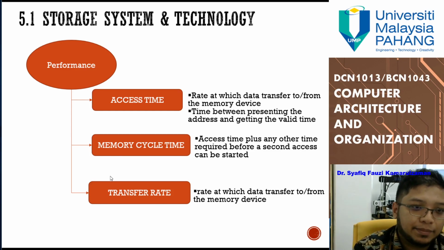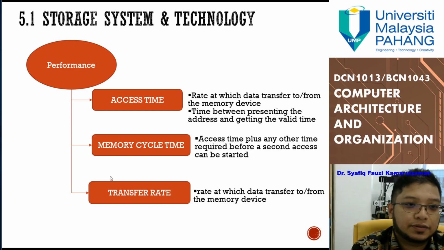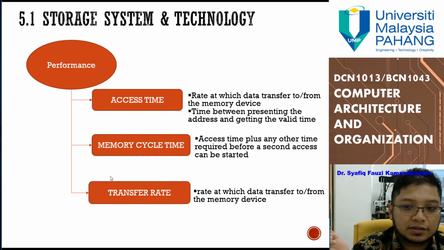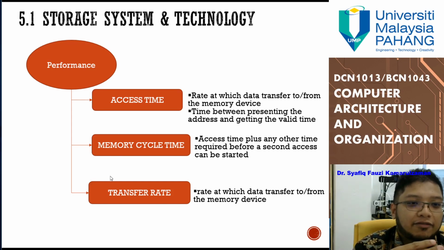So access time is the rate at which data is transferred to or from the memory device. So data transfers from the memory to a location and data transfers from a location to the memory. This is what we call the access time: the time between presenting the address and getting the valid data.